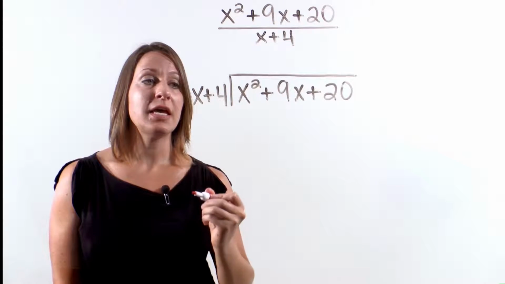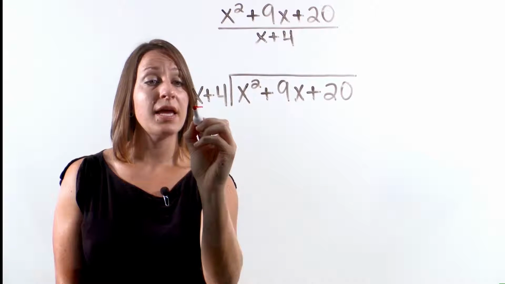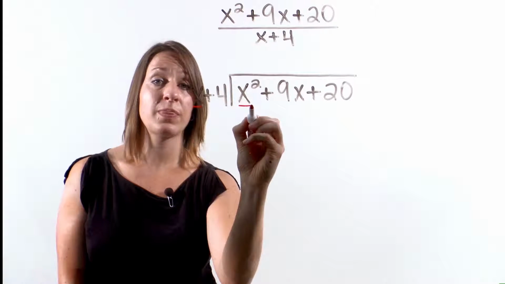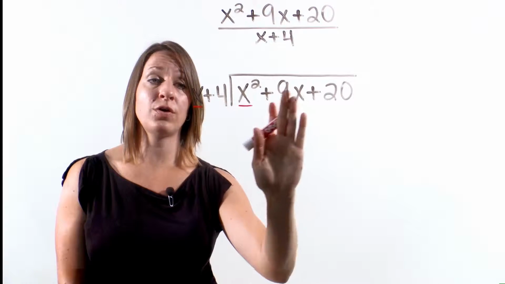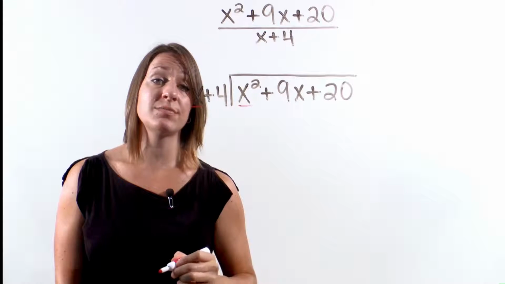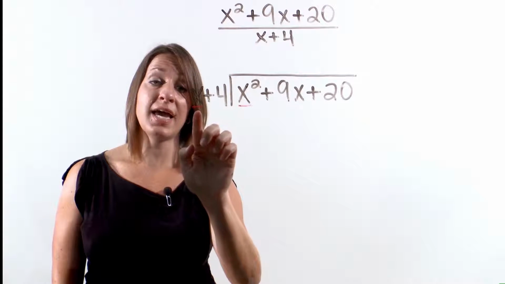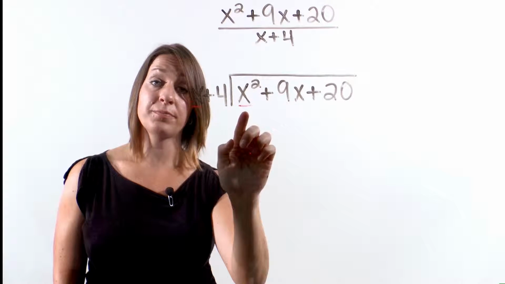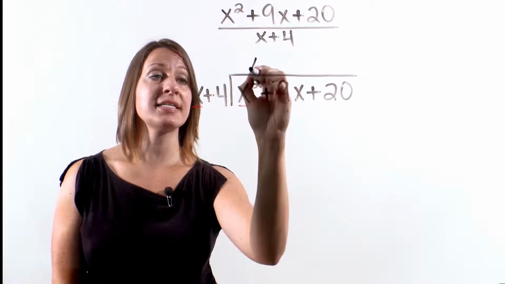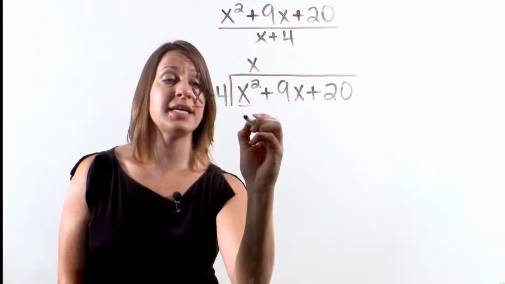Let's begin. We are going to actually just look at the first term, x squared, and we're going to ask ourselves, how many times does x go into x squared? We're going to ignore the rest of this trinomial, and we're not going to look at the 4. We're just going to answer this question, x goes into x squared how many times? Or we could say, what number times x would give you x squared? Well, x. If I had an x as part of my answer, x times x is x squared.